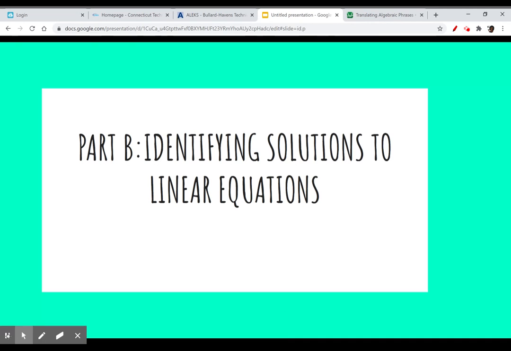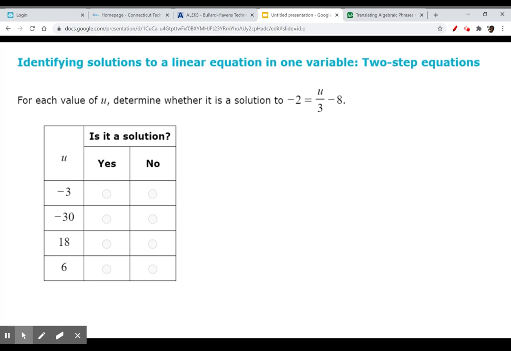Now we're on to the second part of this particular review. So part B, identifying solutions to linear equations. For each value of u, determine whether it is a solution to -2 equals u divided by 3 minus 8. So I'm going to do -3 and 18, and you are going to do -30 and 6.